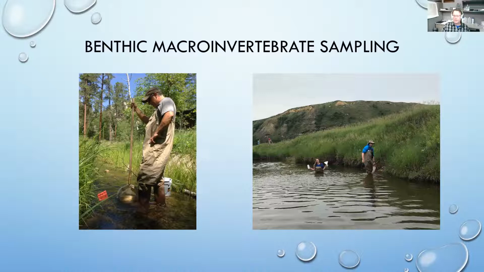So we have a subset of streams in the state where we're looking to collect bug data like this so that we can see what the communities are like. Because if the communities aren't in good health, we will list those streams as impaired. If they're in good health, it would be apparent that the nutrients aren't affecting them too much. So yeah, there are some streams where we would like data more than others, but we would take it anywhere you're interested in doing it, as long as it's a stream and it has water in it.